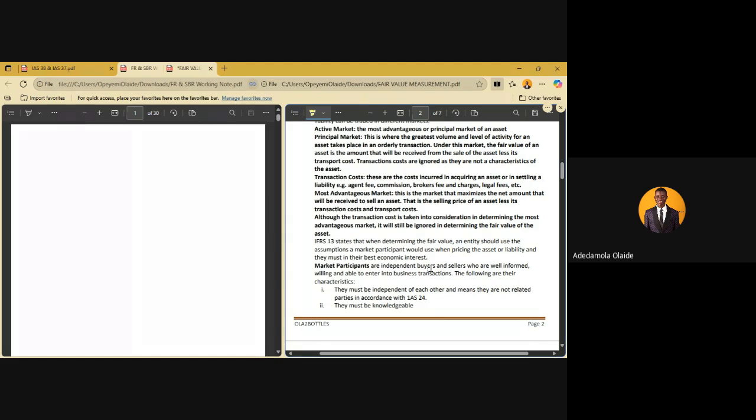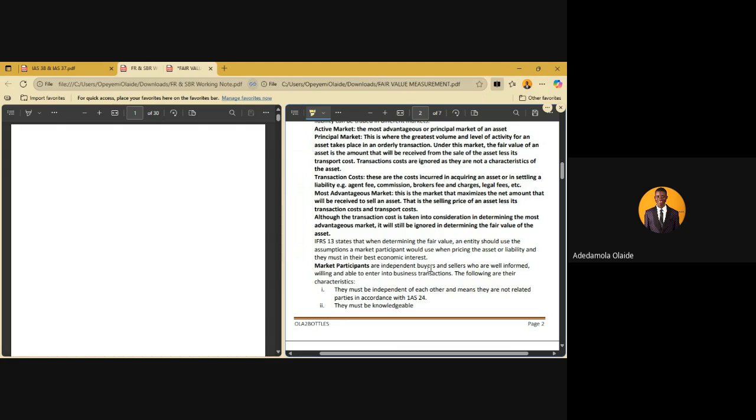In the principal market, fair value is calculated as selling price less transport costs. However, even in the most advantageous market, fair value is still selling price less transport cost. But to determine the most advantageous market, we first do selling price less transport cost less transaction cost.